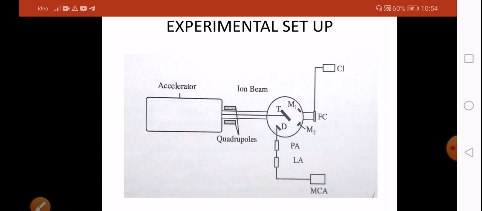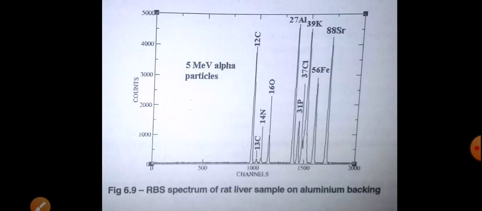That is very similar to the general experimental setup that was discussed earlier. And like this we will get the RBS spectrum. Here what is given is the RBS spectrum of a rat liver sample on aluminium backing.